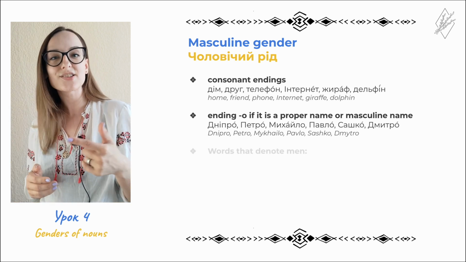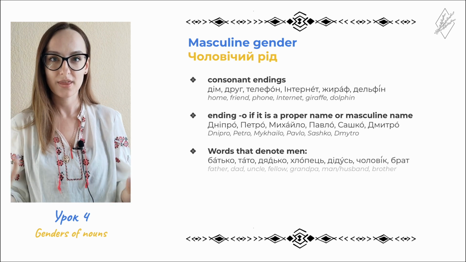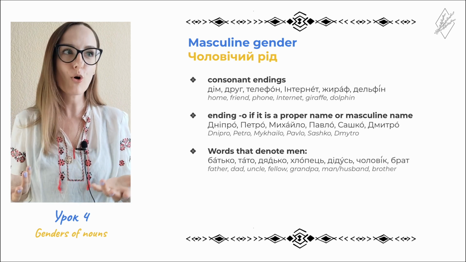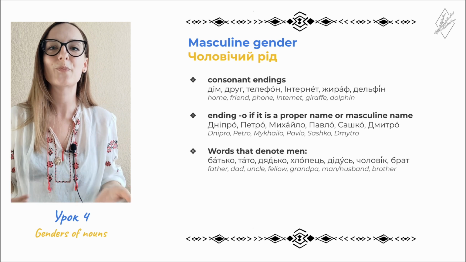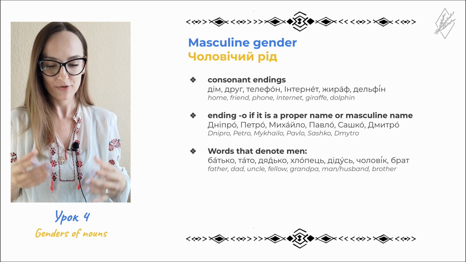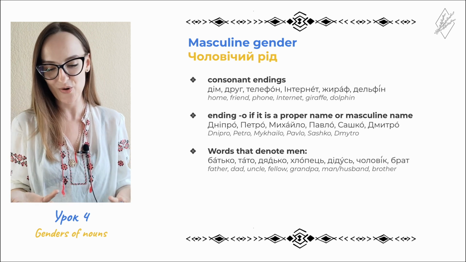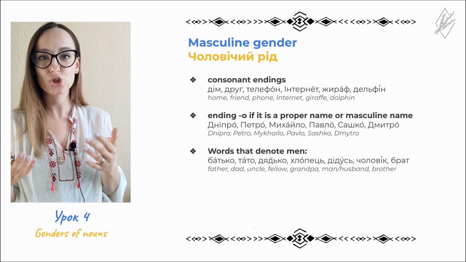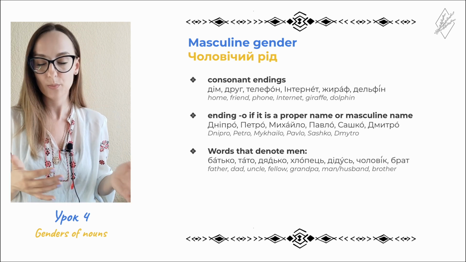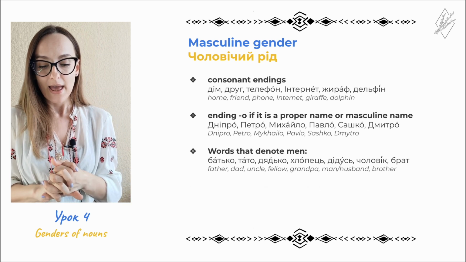The same as the next category you can see here. The words that denote men, of course, logically will be masculine, and we do not care what ending they have. For example, батько, тато, дядько, хлопець, дідусь, чоловік, брат. They are all masculine.